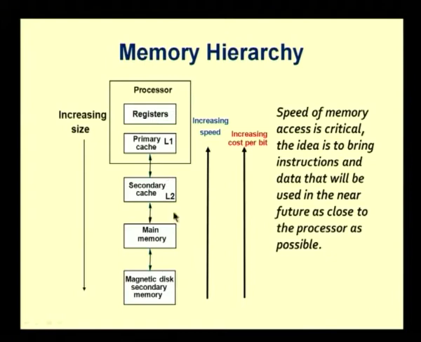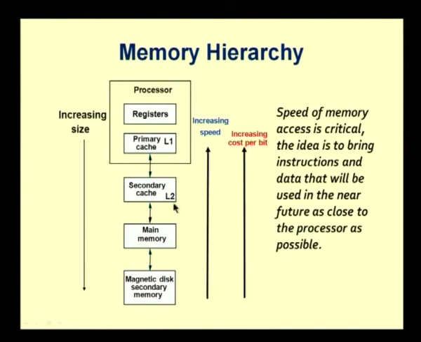So how do we manage this? How do you bring something which is resident in your magnetic disk or your secondary memory? From the secondary memory, what do you bring to the main memory? And from the main memory, what do you bring to the secondary cache, and then the primary cache, and then to the registers, and then execute it? Okay. So how do we manage this entire hierarchy?